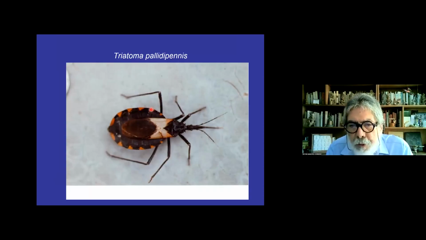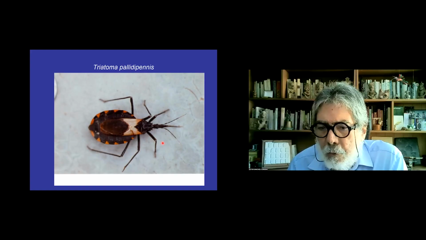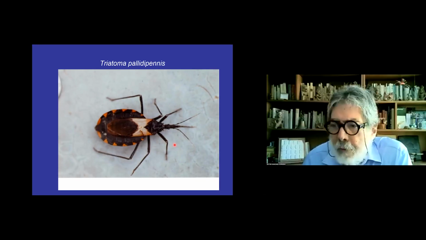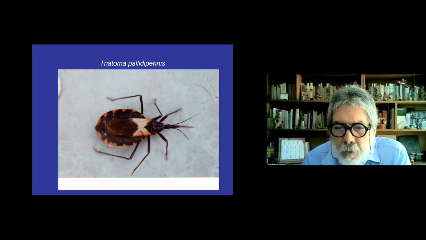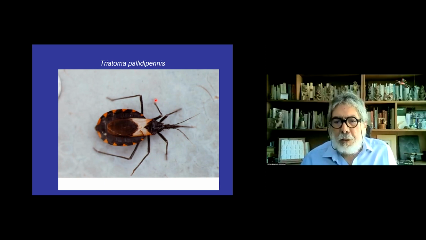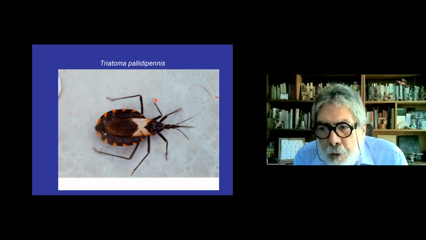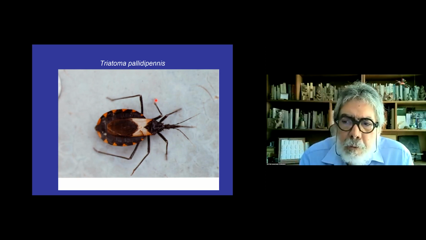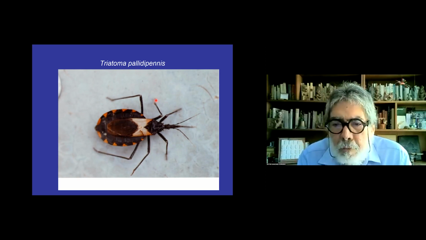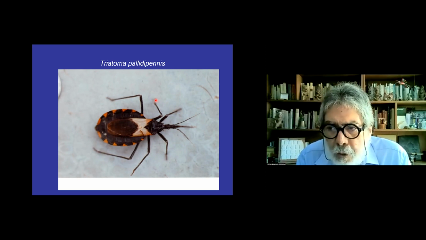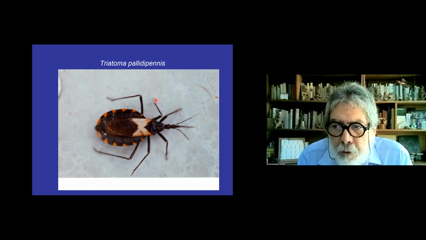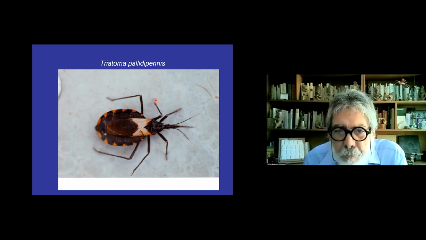So this is a kissing bug, in case you're not familiar with kissing bugs. And this Triatoma pallidipennis is mostly distributed in central Mexico and is one of the most efficient triatomine species transmitting the parasite to humans.